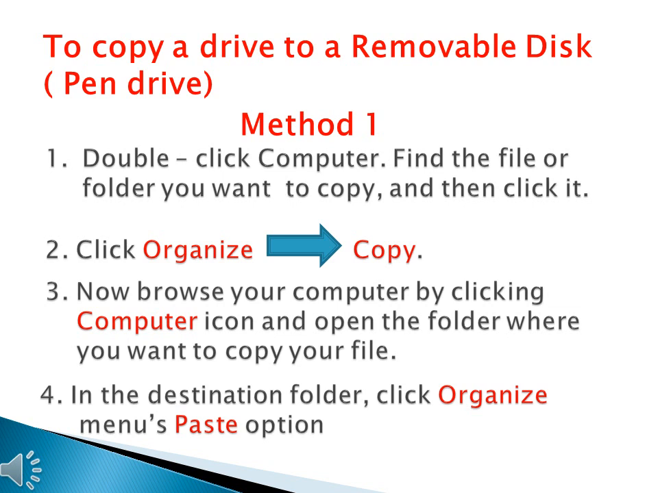Now browse your computer by clicking the computer icon and then open the folder where you want to copy your files. In the destination folder, click organize and then click on the paste option. Your file or folder will be copied to the external device.